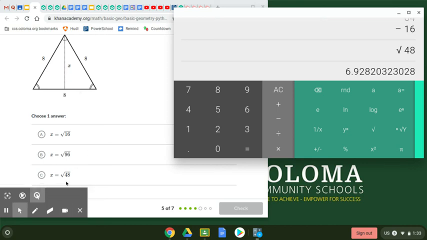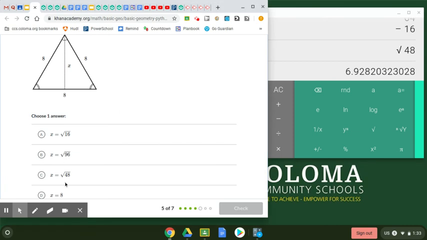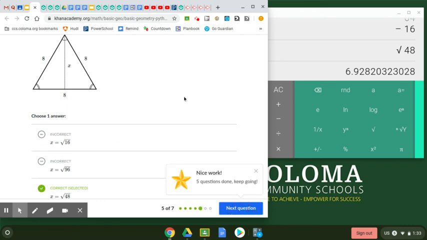X has to be smaller than 8. So the last answer choice is out. The square root of 96 is going to be too big. It's bigger than 8, and there's no way that x is bigger than 8. And the square root of 16 is going to be exactly 4. So for that x distance, the only answer choice that makes sense is the square root of 48.